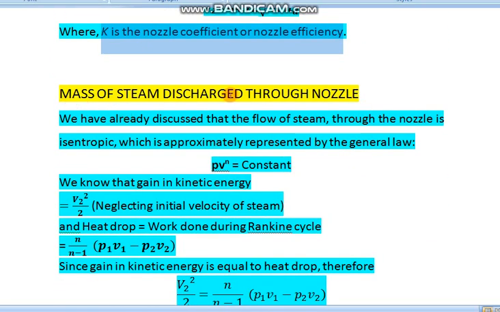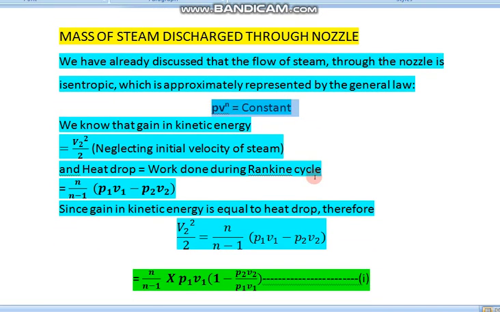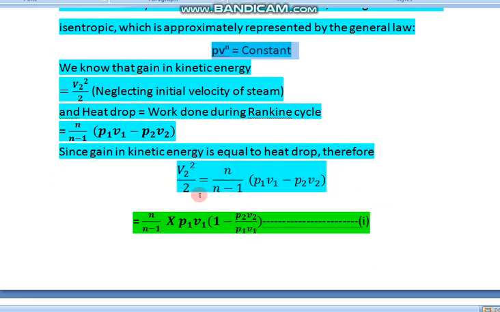The second term is the mass of steam discharged through the nozzle. We have already discussed that the flow of steam through the nozzle is isentropic, which is approximately represented by the general law PV to the power n is equal to constant. Now we know that the gain in kinetic energy, neglecting initial velocity of steam, is V2 square by 2, and the heat drop is equal to work done during the cycle. So it is equal to n by n minus 1 into (P1 V1 minus P2 V2). Since gain in kinetic energy is equal to heat drop, V2 square by 2 is equal to n by n minus 1 into (P1 V1 minus P2 V2).